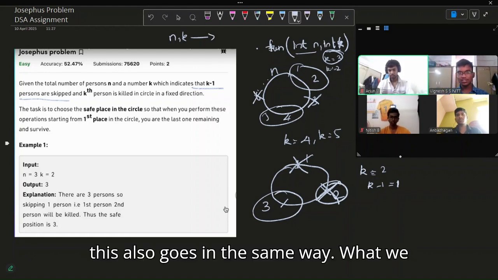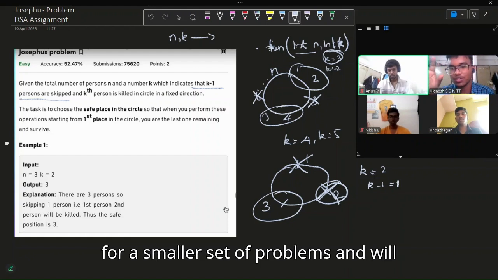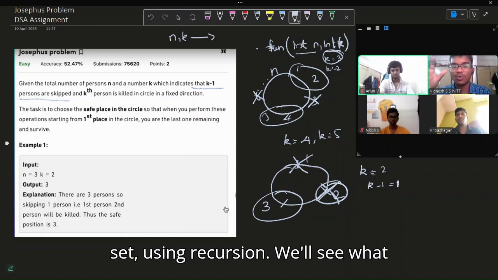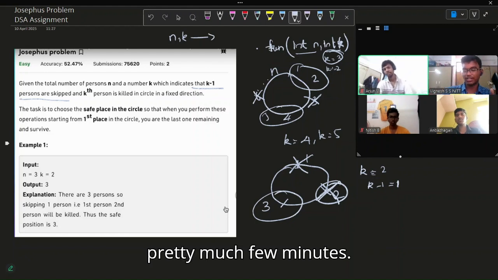So this also goes in the same way. What we are going to do is find solutions for a smaller set of problems and apply them to the larger set, any set, using recursion. We'll see what recursion is and what the idea is in a few minutes.